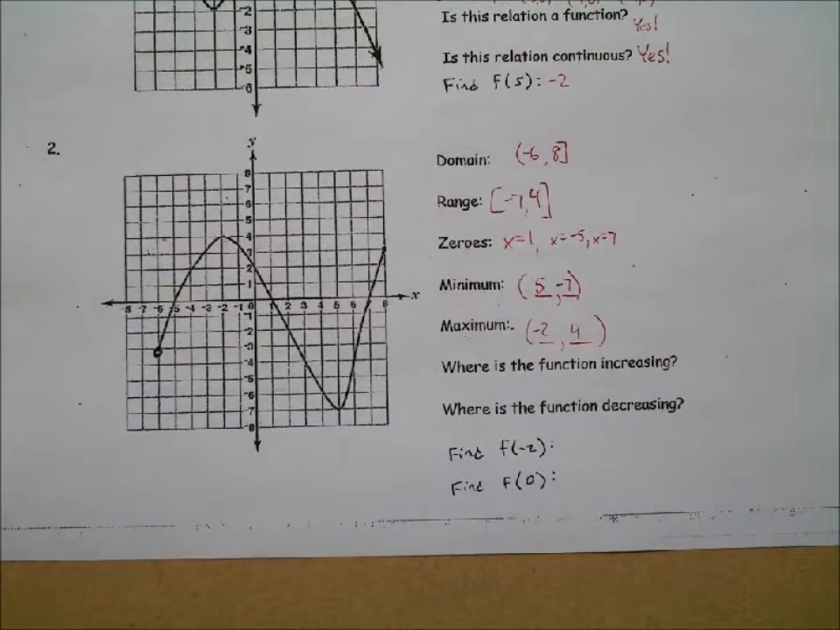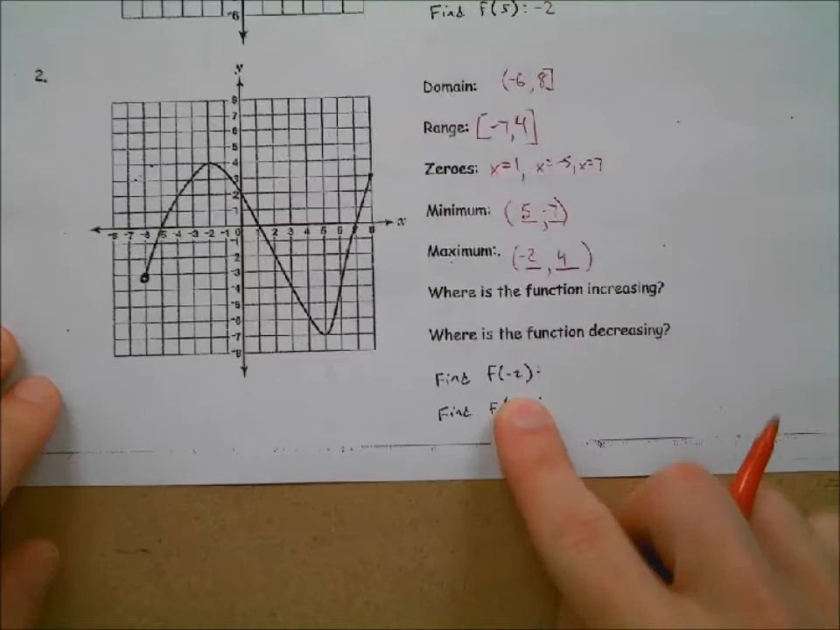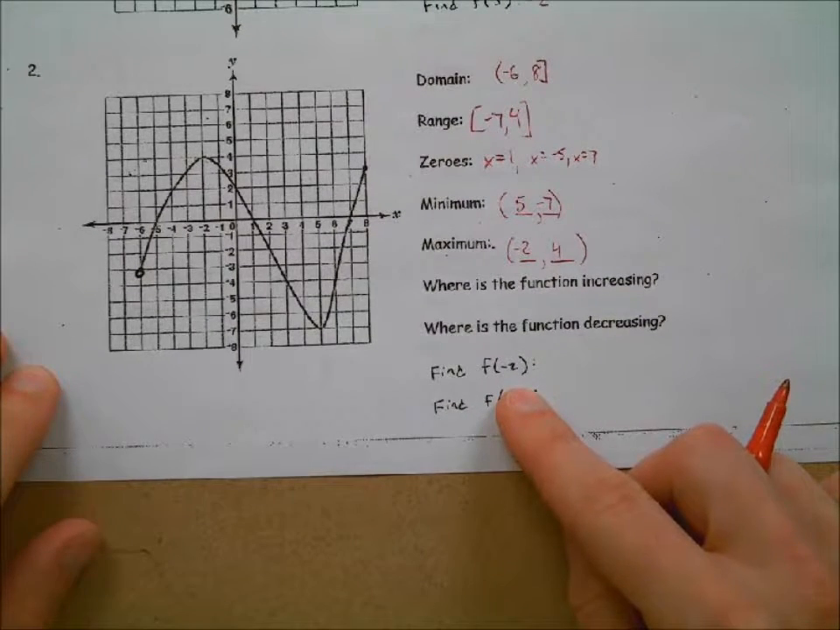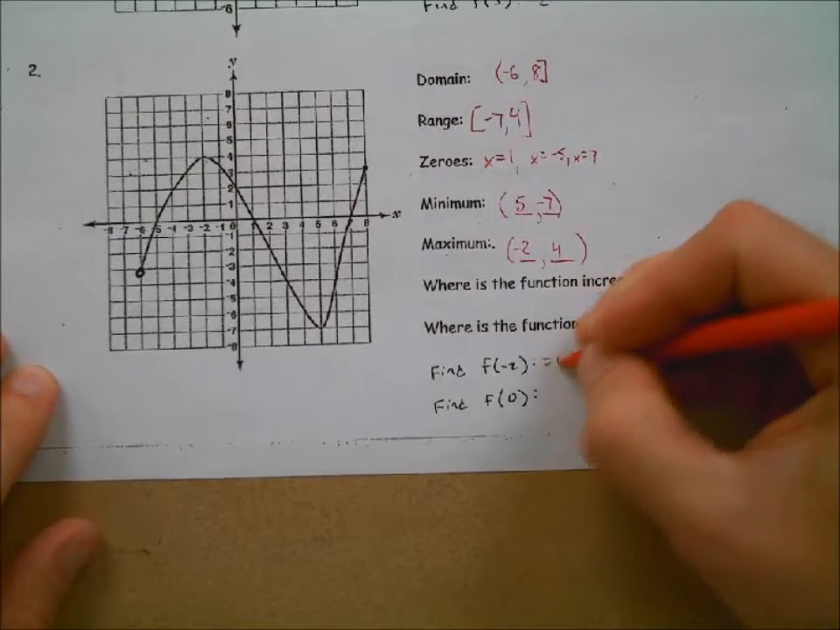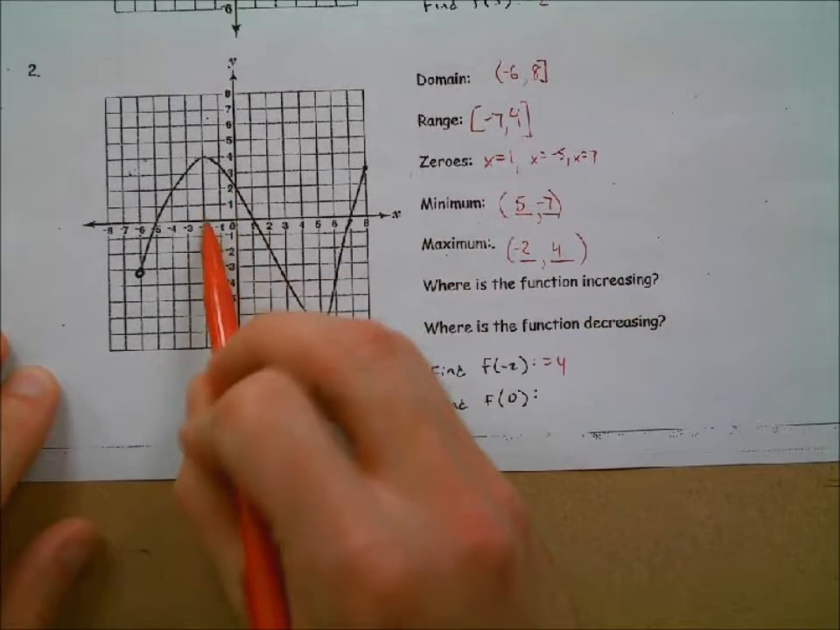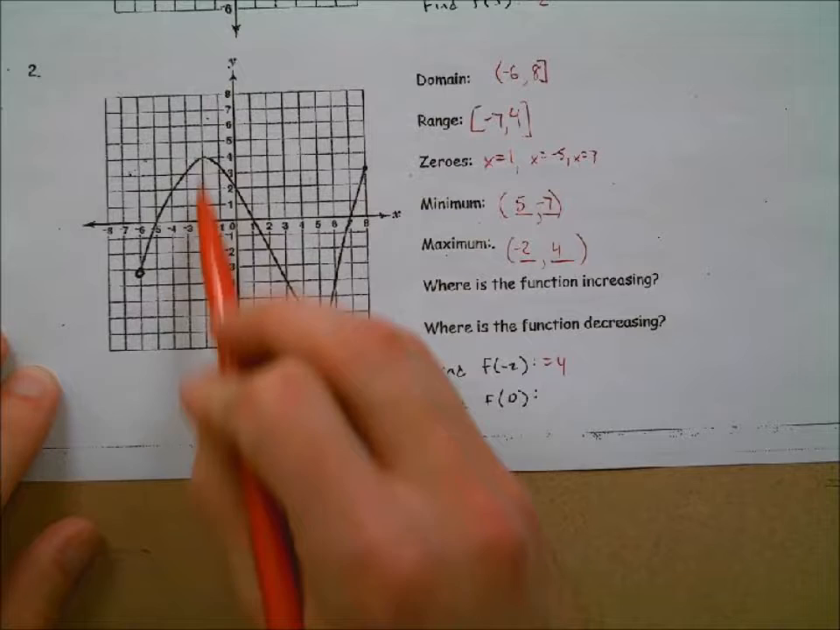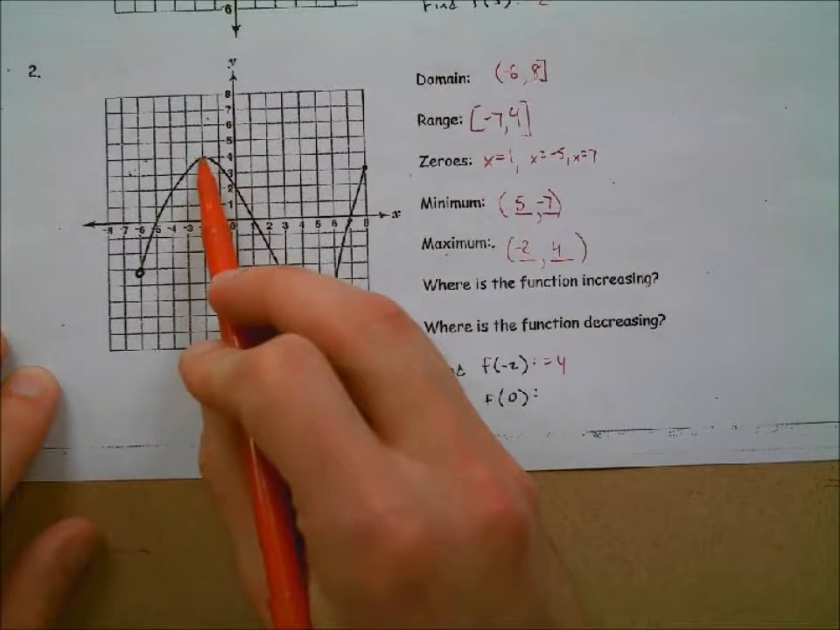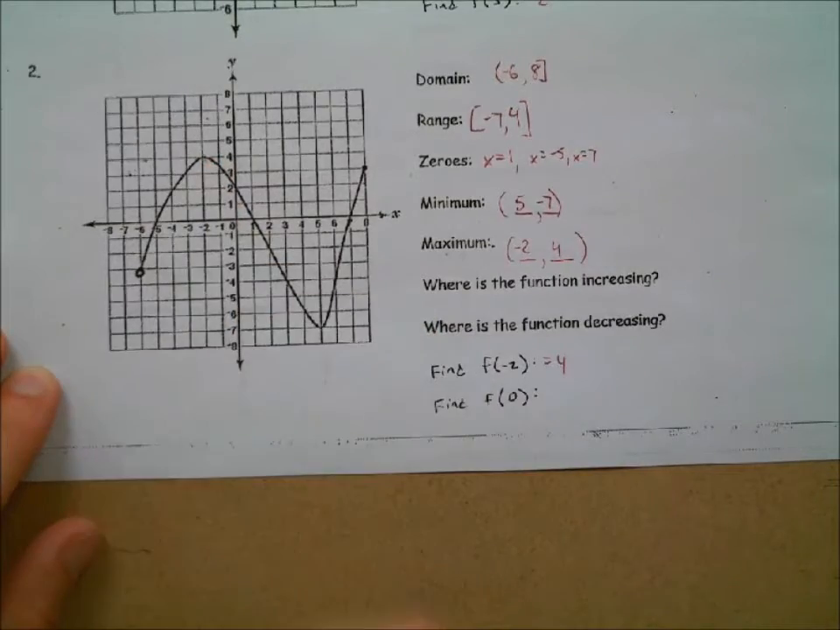Right, you want to do f of negative 2? Okay. Erica, what is f of negative 2? Oh, 4. That's right. So at negative 2, here's when x is negative 2 on our graph, right there. That's the x coordinate negative 2 on the graph. And what's the height there? It's 4. That's all you have to do to find f of negative 2.